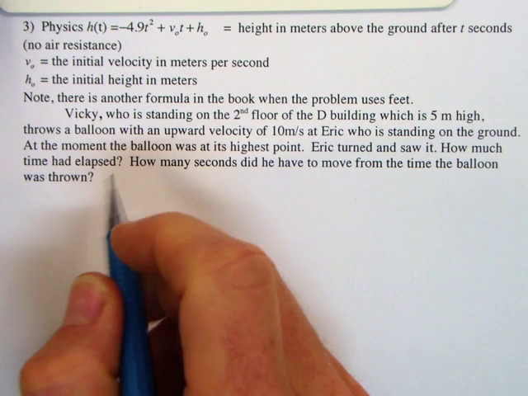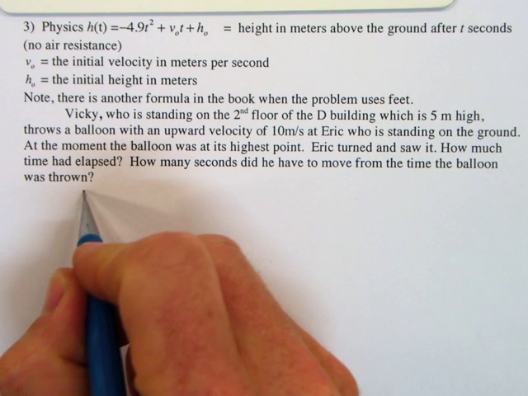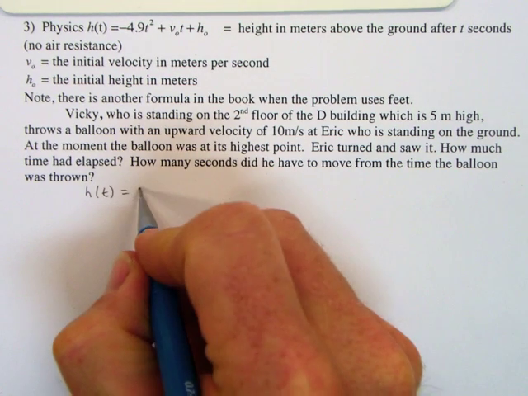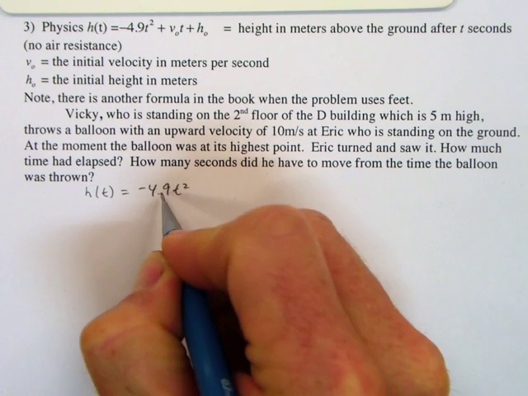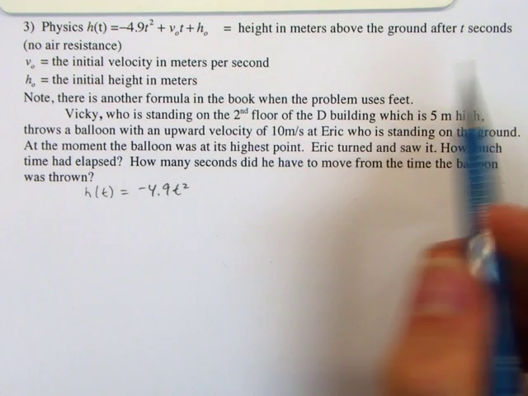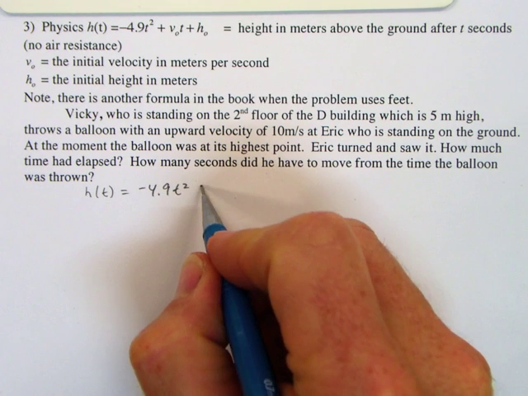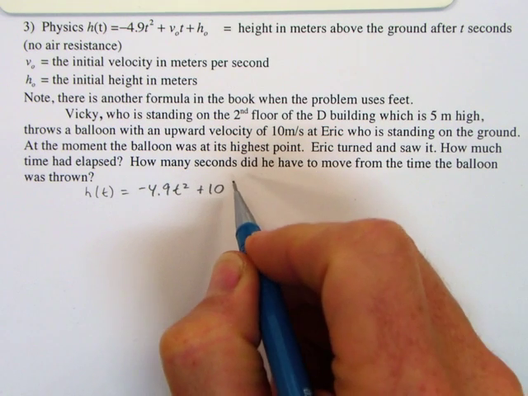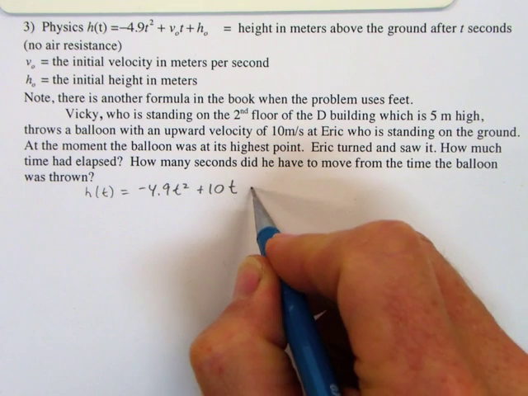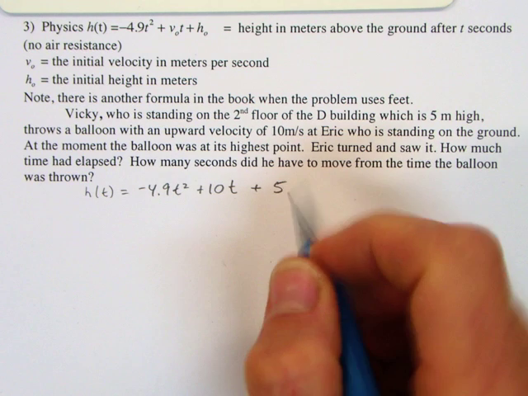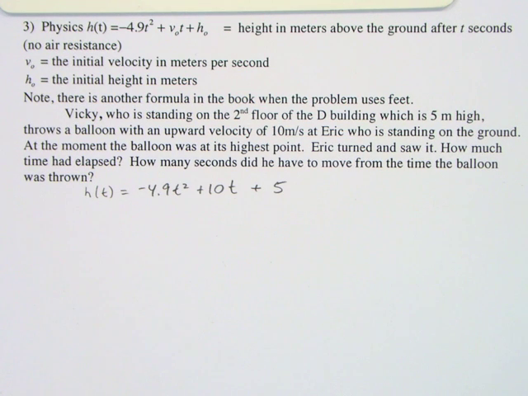So let's start plugging this information in. We have h of t equals negative 4.9 t squared. What is v naught? That's our initial velocity, 10 meters per second, so we'll plug in 10 for there. t plus our initial height, which would be 5. Now I'm going to make this simpler. We're not going to take into account the height of the people.